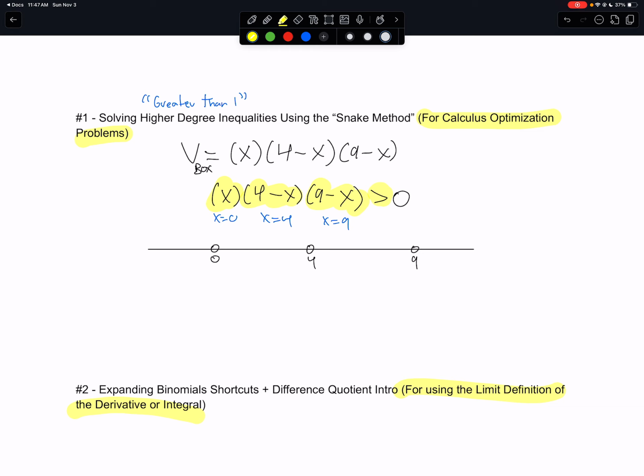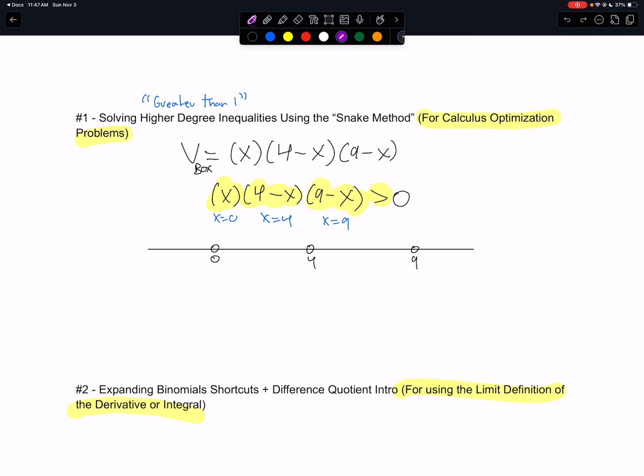Hopefully you recall that from Algebra 1 or Algebra 2 class when solving inequalities in general. For example, a degree 1 inequality like x minus 5 is less than or equal to 0. You'll have a closed circle if you graph this inequality on the number line. So same sort of thing.